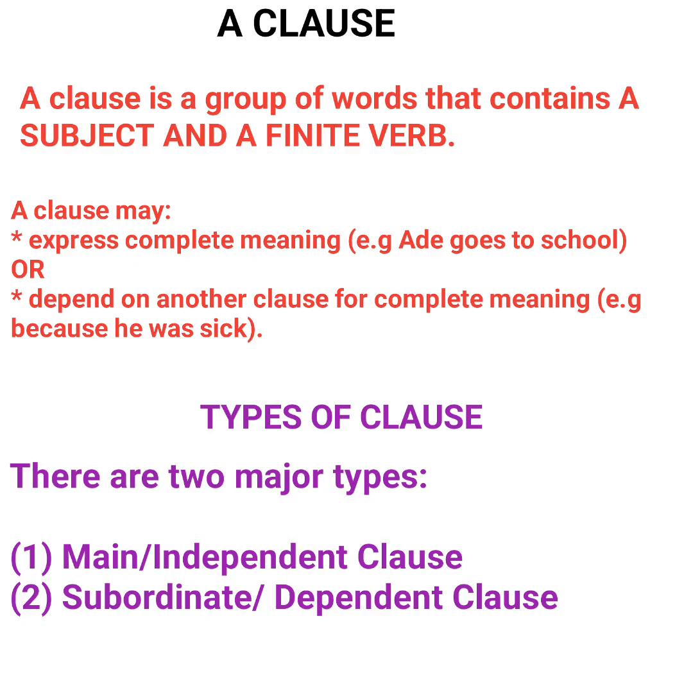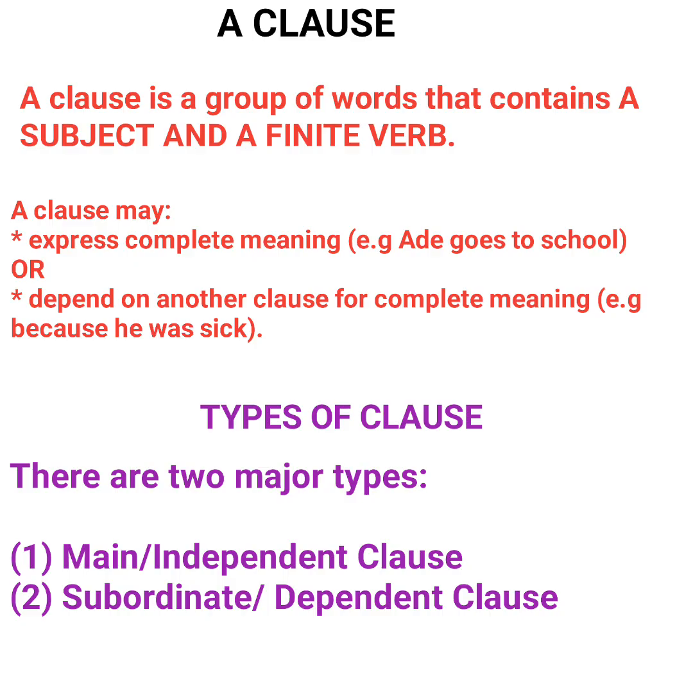And sometimes the clause may depend on another clause to complete meaning. It means that if you mention this clause, it will not be given complete meaning until it is attached to another clause. For instance, because he was sick. If I just say because he was sick, have you seen that despite the fact that the sentence is a clause, because there is a finite verb there which is was, it did not give complete meaning.